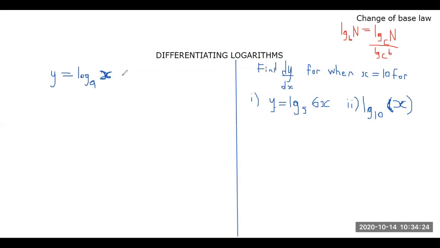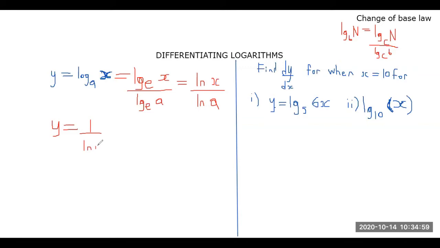And so following this rule, we're going to change it to log to base e of x divided by log to base e of a. Now log to base e of x, as we know it, is ln x. And so we have y is equal to ln x over ln a. So we can rewrite y then as 1 over ln a times ln x.